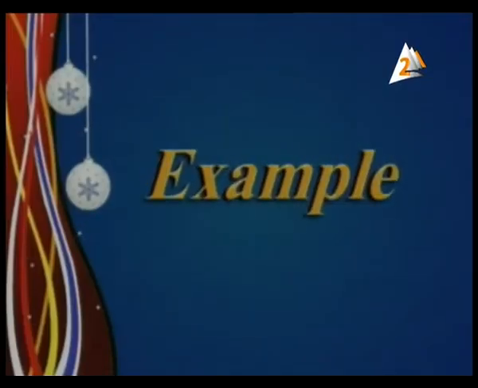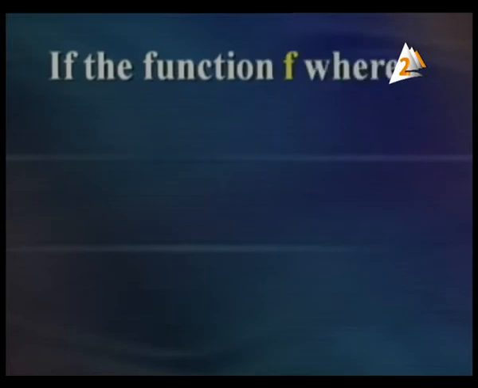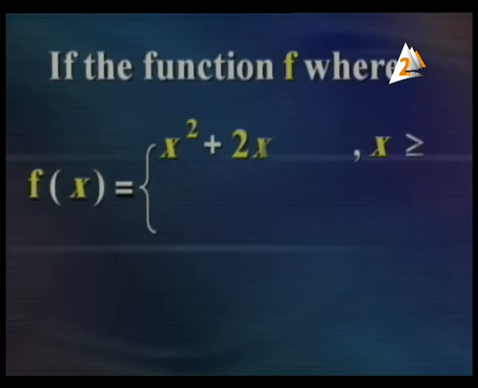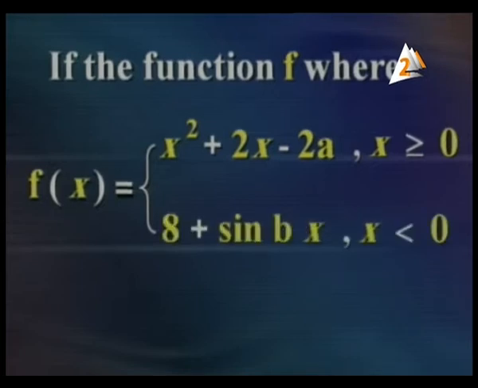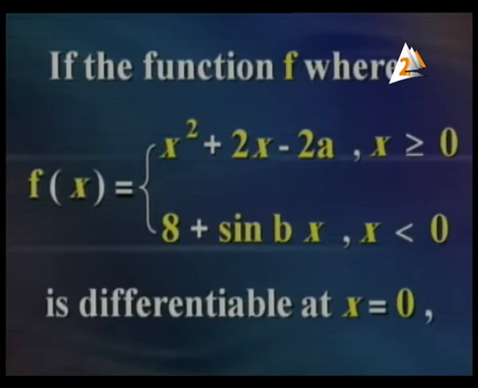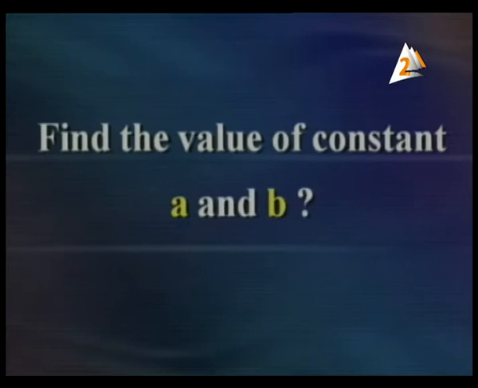Look at another example. If the function f, where f of x equals two branches, the first branch x squared plus 2x minus 2a when x is more than or equal to 0, the second branch 8 plus sine px when x is smaller than 0, is differentiable at x equals 0. What is required? Find the values of the constants a and b. Solution.